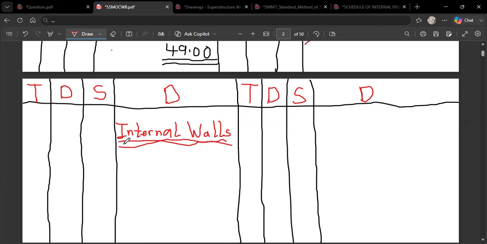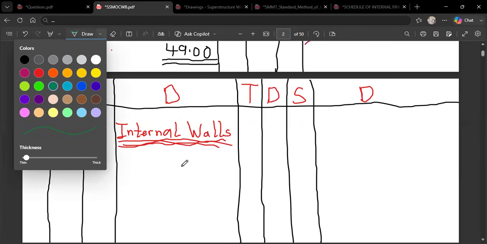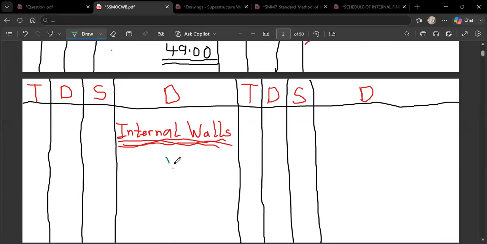So this is the internal walls. Okay. So we are going to do a few calculations for it now. We are good to go. For the internal walls, as we did for the external walls, we're going to take the length. Let me write over here the length, and then step by step we proceed.